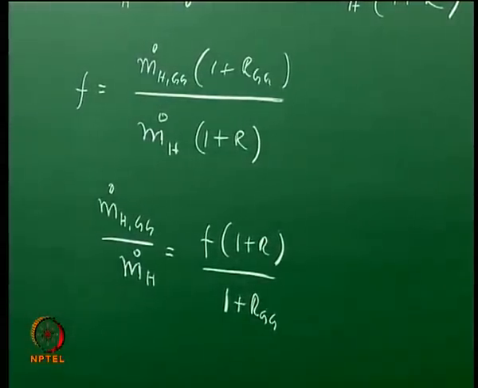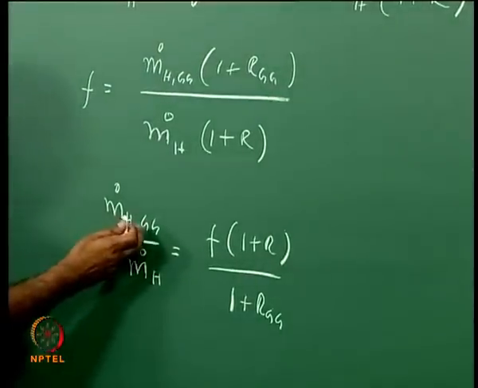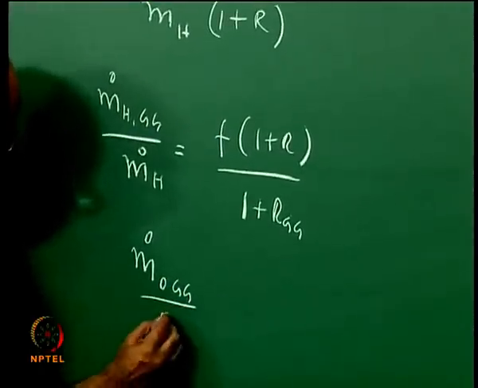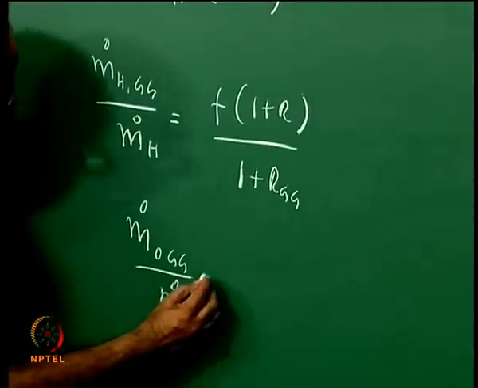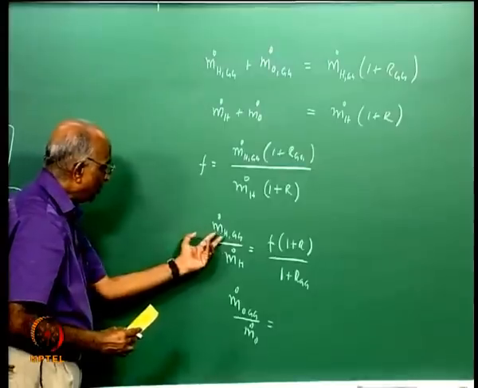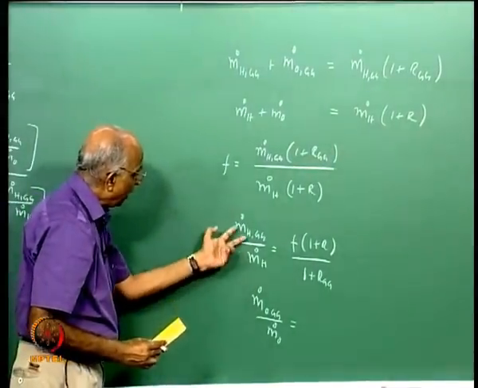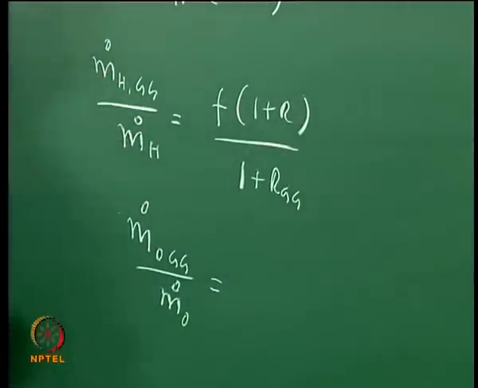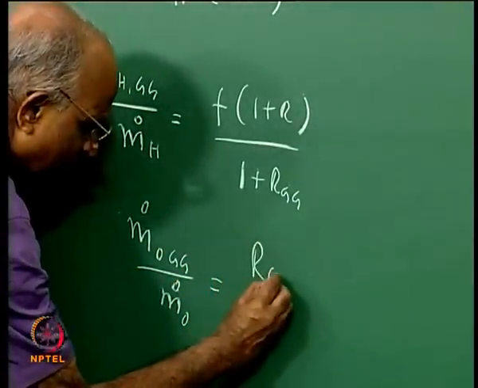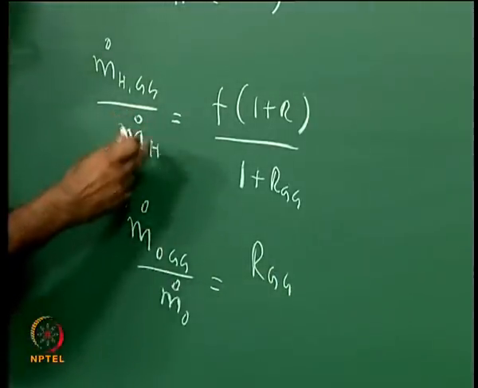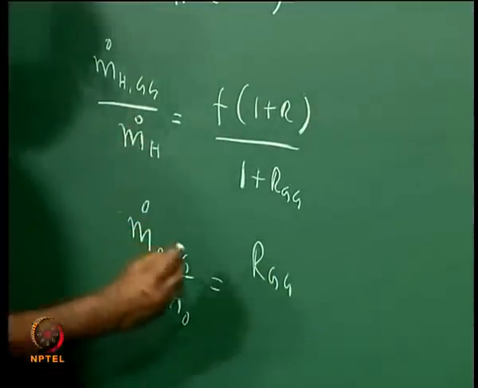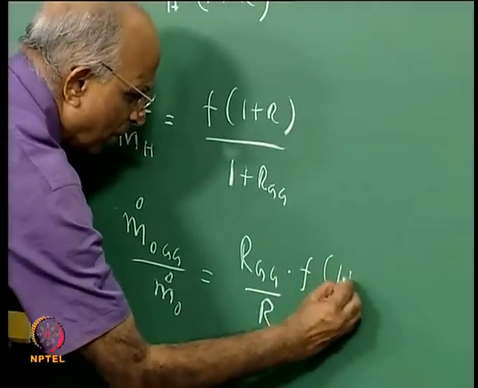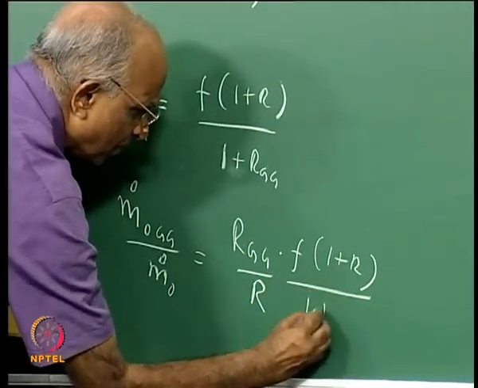And now I can also write, if this is known to us, I can readily translate it into m dot O Gg divided by m dot O is equal to, how do I convert O to this? m dot O by m dot, this is equal to R Gg, therefore this is equal to R Gg into m dot H, therefore this becomes R Gg, and m dot O by m dot H is equal to R, therefore m dot O is equal to R m dot H, therefore this becomes R into the same value gets repeated into 1 plus R divided by 1 plus R Gg.